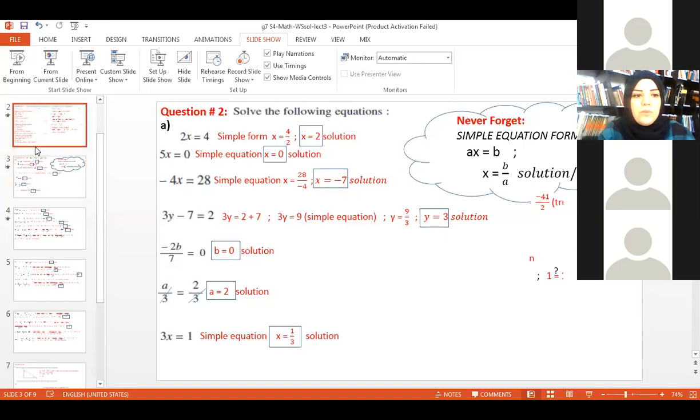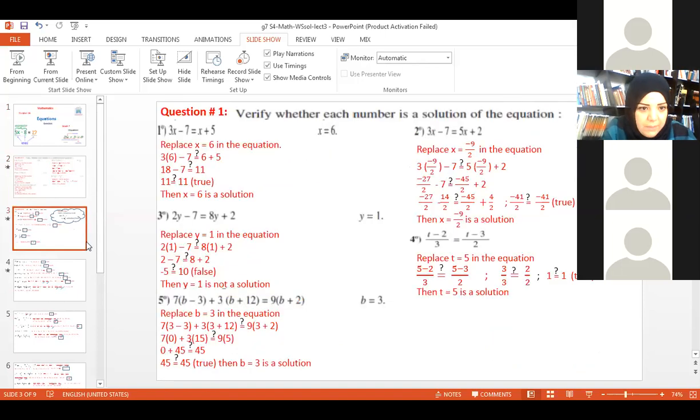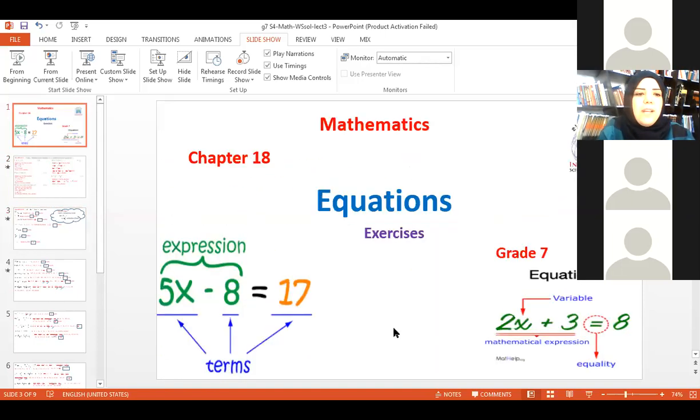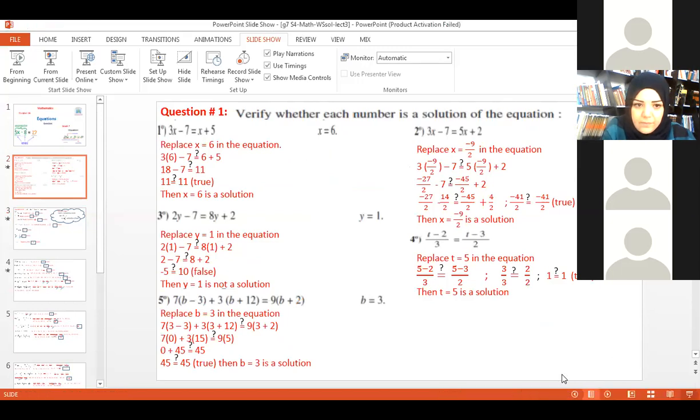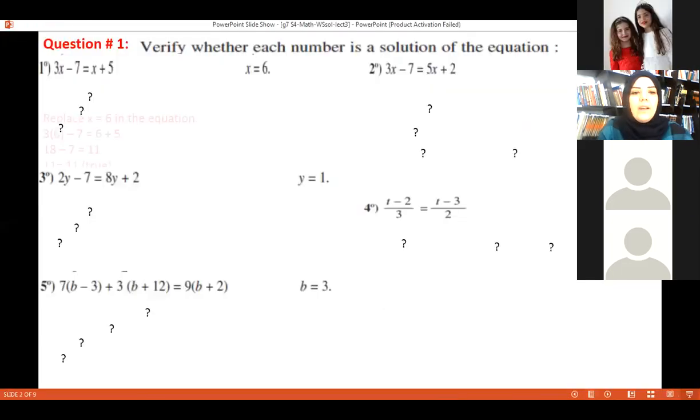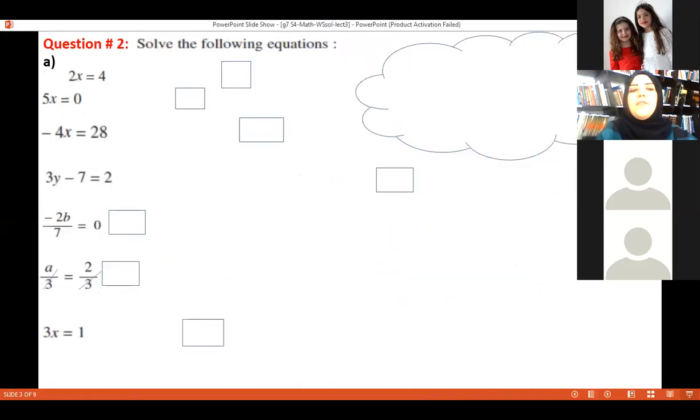Of course, I'm going to solve one of them. Okay, pay attention. If you look at the first one, Ali, 2x equals 4. I need to find the real value of x. Ali, are you hearing me? Okay, so 2x equals 4. I need to find the value of x. How can I find the value of x? To get rid of 2, right? Because here I have 2x and I need the value of x.